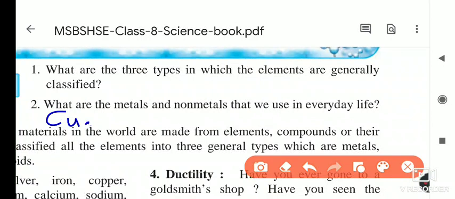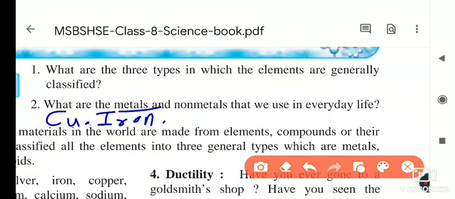The bhakri tawa, we are saying, the tawa for bhakri is made of iron. It is iron. Then afterwards, the utensils we are using, that are also made up of what? Metals. Then next, in our home, the grills are also made up of iron. Then some steel that we are using, these are the metals. Aluminium utensils are there in our home.